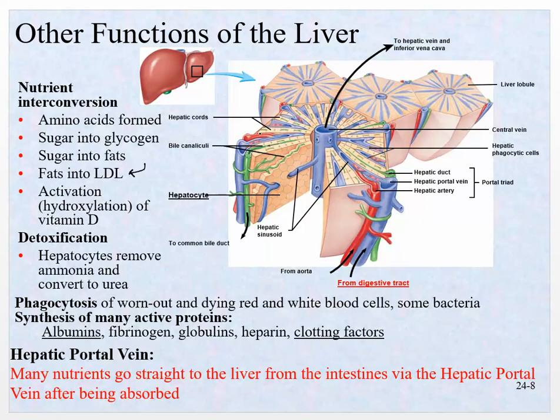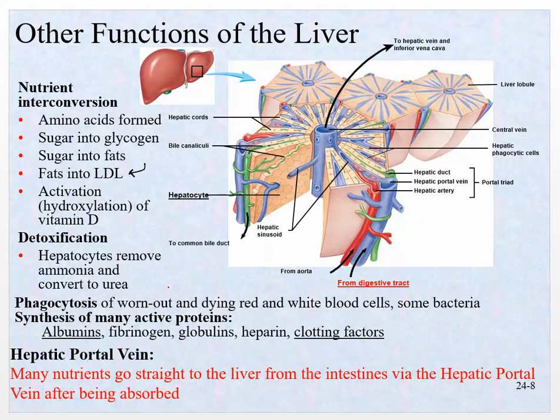But you've constantly got blood flowing through the liver, and there are enzymes in the liver that can break it down. It can break down toxins. It can break down drugs. So most drugs are broken down in the liver. Okay, so they remove ammonia and convert it to urea. That's another thing that's done. Breakdown of proteins is what that's describing.